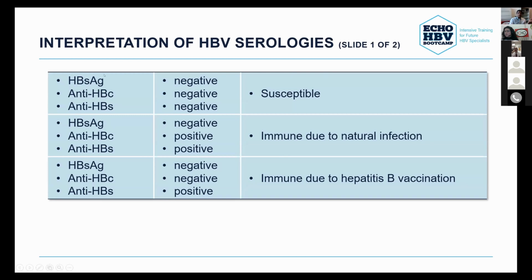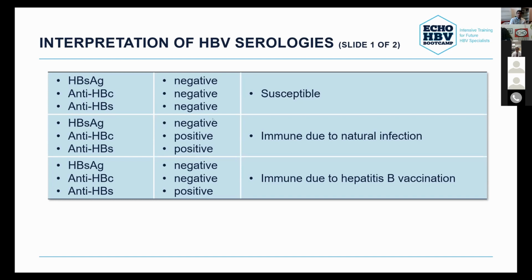Okay, so let's talk about the first scenario. All three tests that you saw on step 1, which is surface antigen, surface antibody, and core antibody, all three are negative. This is a patient who is susceptible to hepatitis B, right? So if a patient is in the endemic area of the world or intermediately endemic area of the world, these patients are at risk to get exposed to hepatitis B, and you need to vaccinate them.